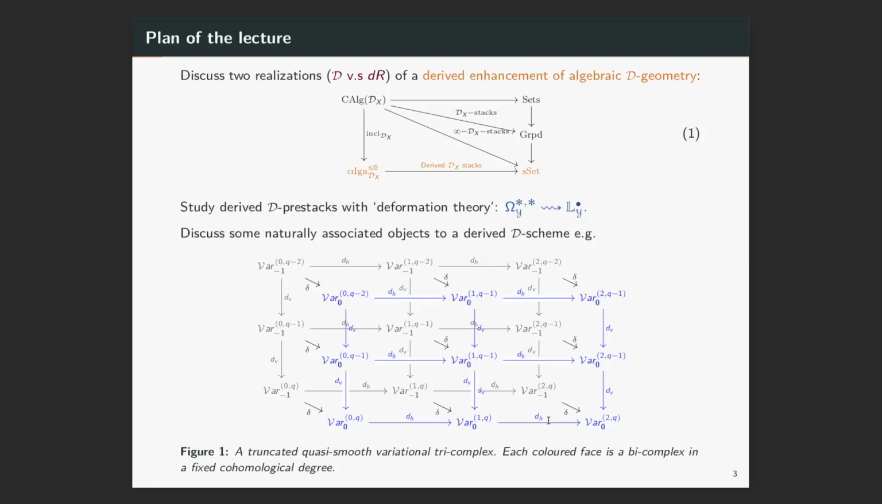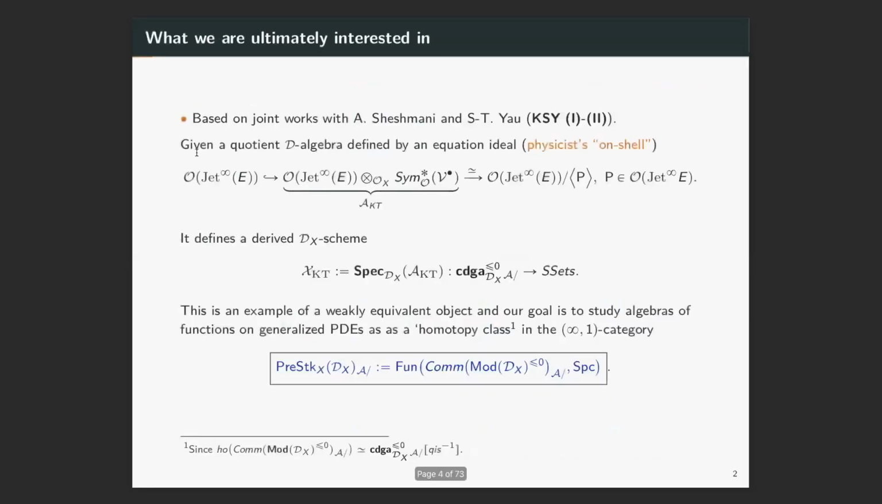Okay, so we'll look at the 2 of these, and we're going to be studying this derived enhancement. So these derived D stacks. Oh, so this category here, these pre-stacks. When I say pre, it means we're not imposing any descent. So it's not really a higher homotopy sheaf, an infinity sheaf. We just want them to be functors, so functorial.